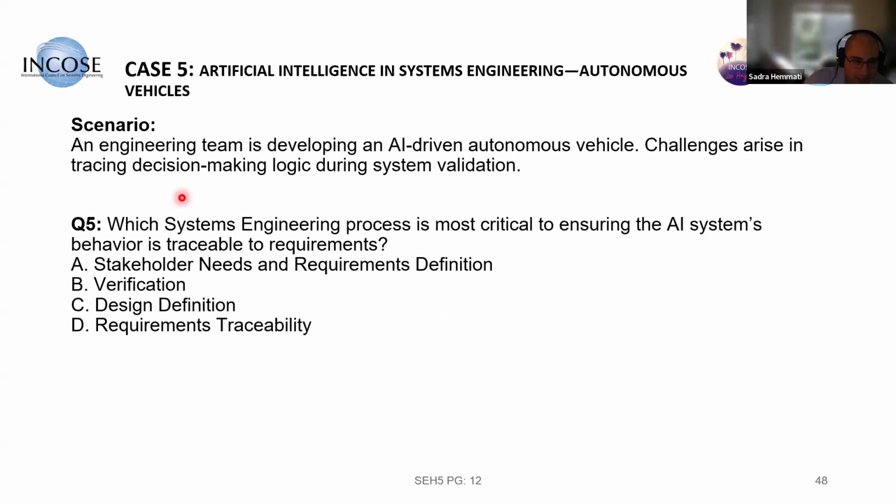And the question is: an engineering team is developing an AI-driven autonomous vehicle. Challenges arise in tracing decision-making logic during system validation. Which SE process is most critical to ensuring the AI system's behavior is traceable to requirements? A, stakeholder needs and requirements definition. B, verification. C, design definition. And D, requirements traceability.